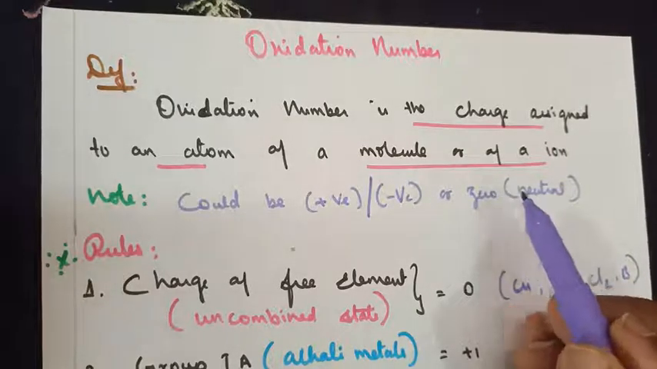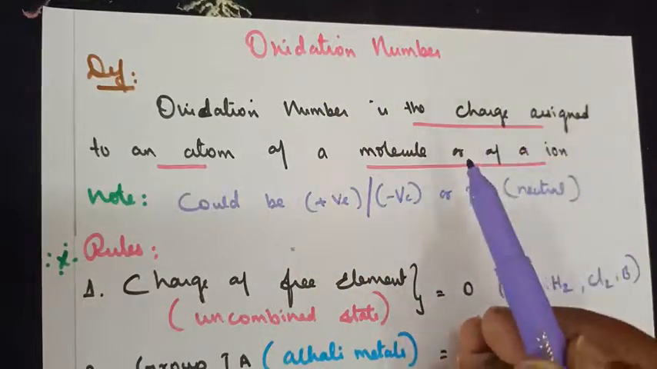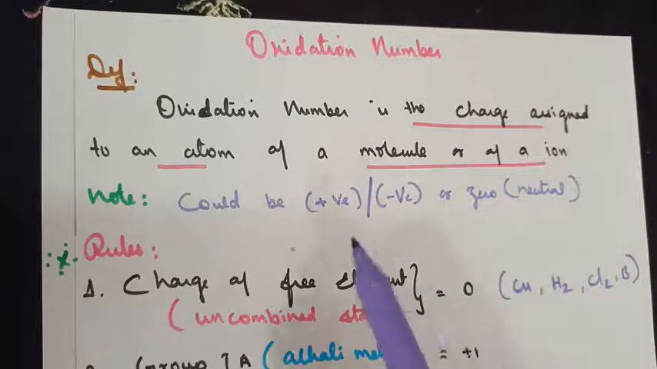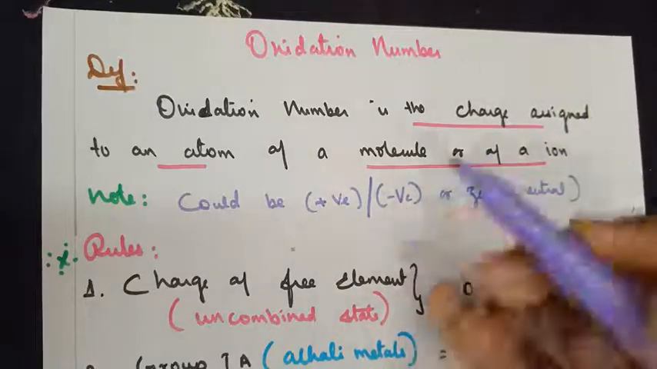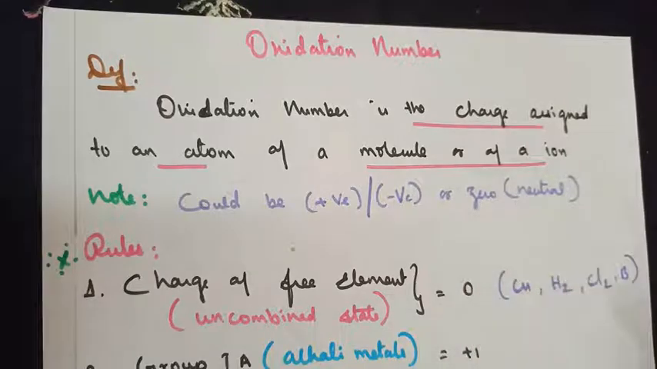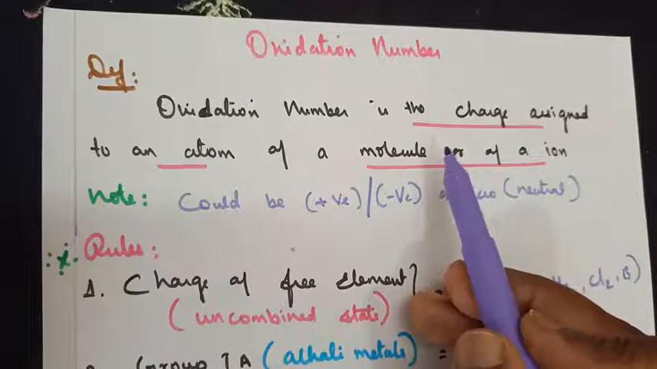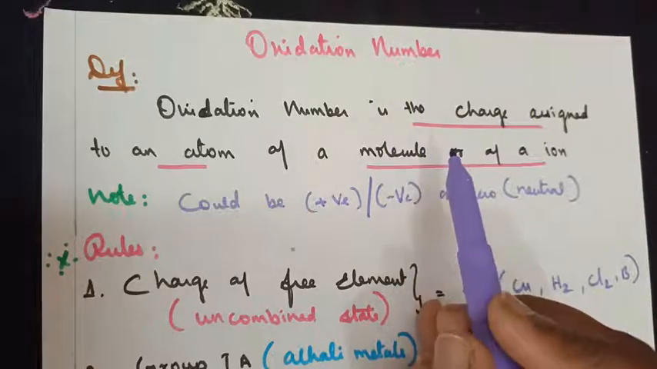So I hope you are understanding the concept of oxidation number. It stands for the charge assigned to a particular atom, molecule or ion. If it is positive, it is donating the electron. If it is negative, it's receiving the electron. Zero, it neither receives nor donates. Now, to learn the concept of oxidation number, there are certain rules and regulations you need to remember. Point number 2: why are we learning this oxidation number concept?